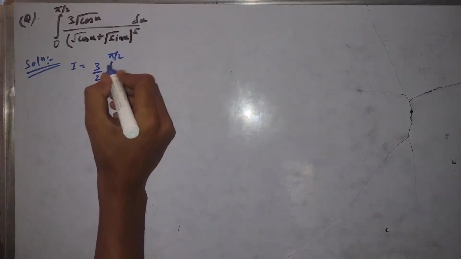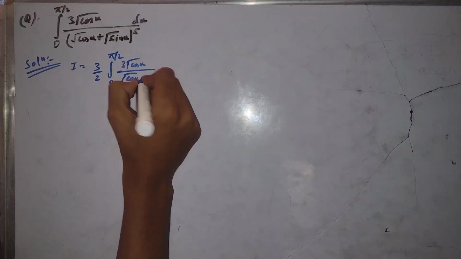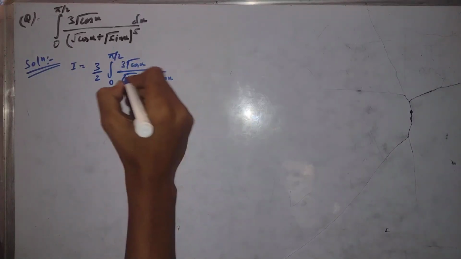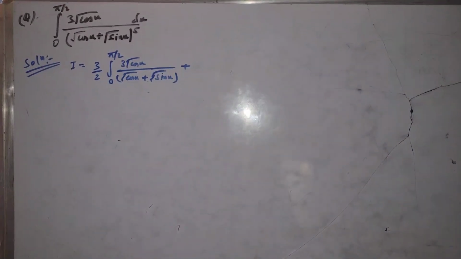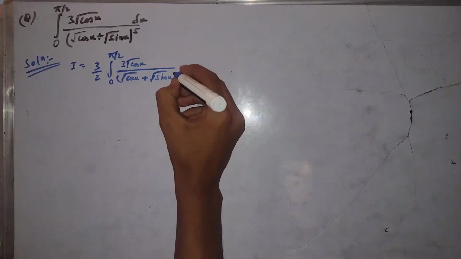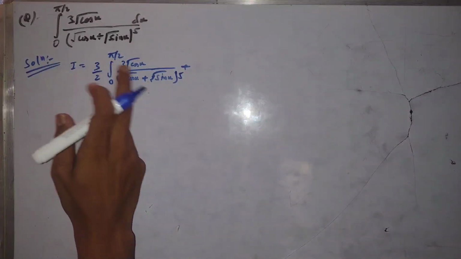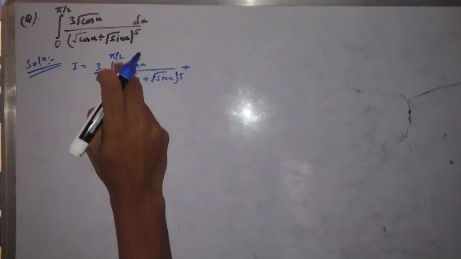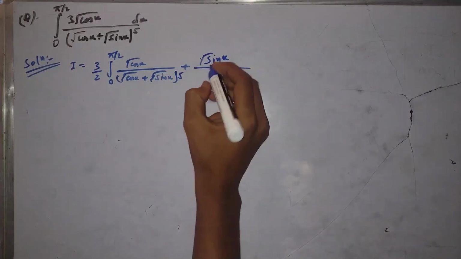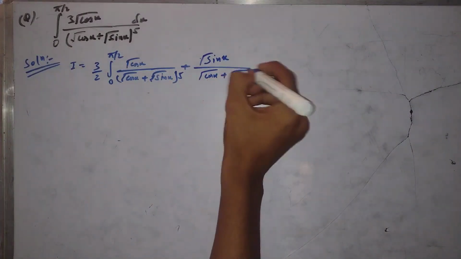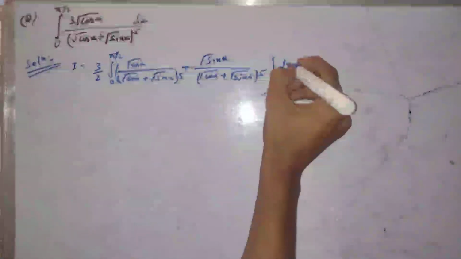This is 5 by 2, and this is the cube root of cos x, over cos x plus sin x, and here we shall use King's rule, so this is power 5. Using King, we have to convert cos into sin, and this will be pi by 2 minus x. Sorry, this 3 will not be here because it is taken outside. This will be root sin x again, over the same thing, cos x plus sin x to the power 5, the whole with dx.